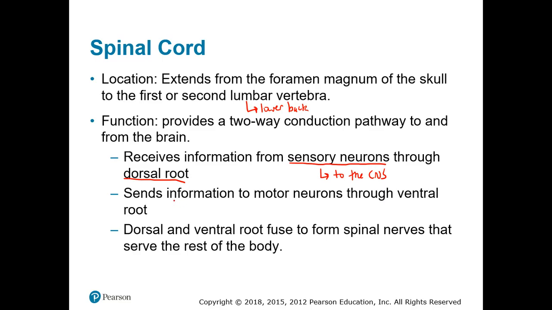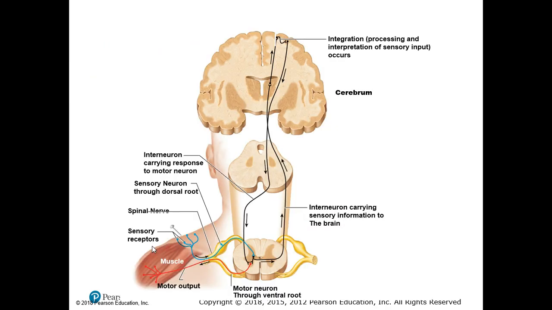Our spinal cord is then going to interpret that information or possibly send it up to the brain for further interpretation. And it's going to make a decision, and it's going to send information out of our spinal cord through motor neurons. So remember, motor neurons go from the CNS to other organs such as muscles and glands. And it comes out of our spinal cord through something called the ventral root. And these two roots, the incoming and outgoing information, actually fuse to form spinal nerves that serve the rest of our body. So to kind of give you a visual representation, I have this image here.